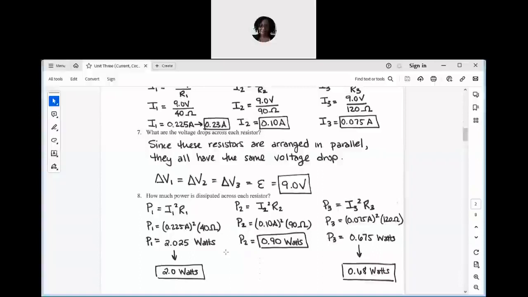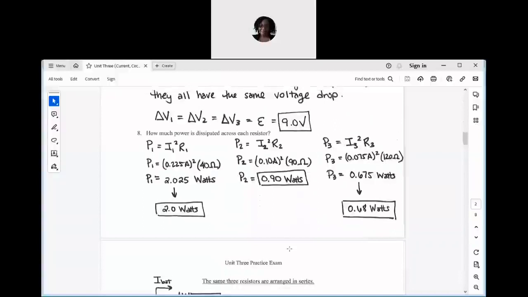And if you go back up to our, I think, number 4 discussion, when we talked about how the volt, the amp, and the ohm are related to one another, what you'll be left with here is just a joule per second, which is the same as a watt. So to 2 sig figs, this is 2.0 watts. I can apply the same process to each of the other resistors, and I end up with 0.90 watts and 0.68 watts.